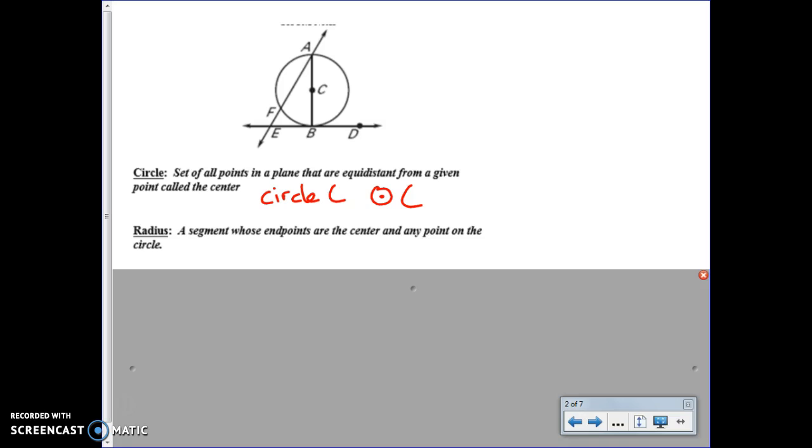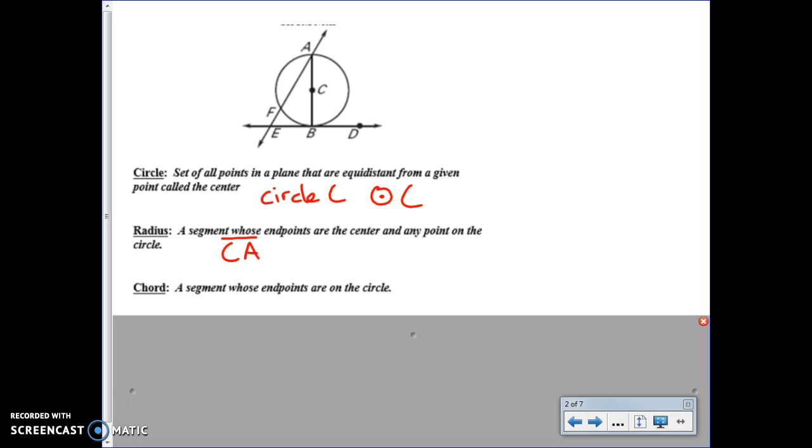Part of the circle that you should have heard of is the radius, and the radius is a segment whose endpoints are the center and any point on the circle. So we're going from that center point C out to the edge of the circle. There's a couple different ones that you could pick, but CA, and it's a segment, so I'm going to put the bar above it. You could also use CB as an example.